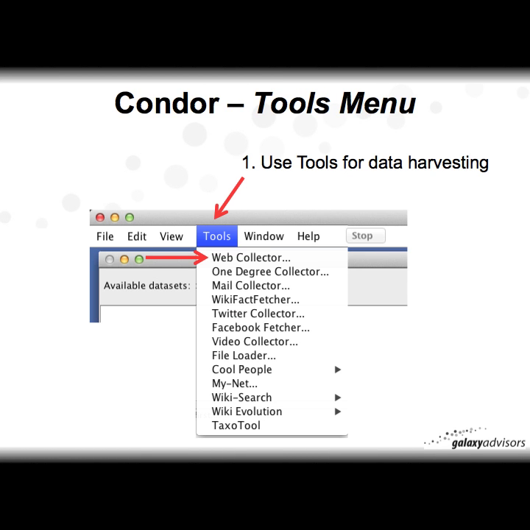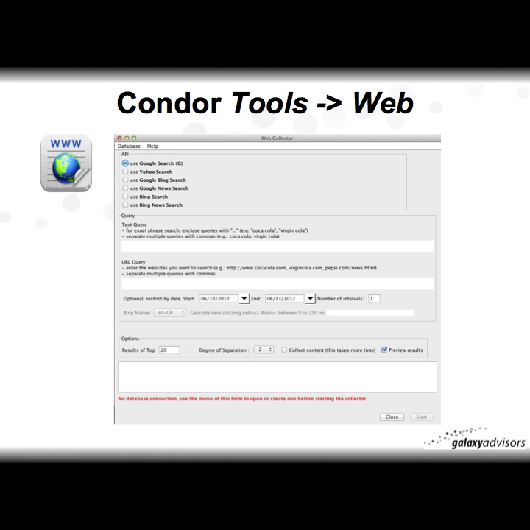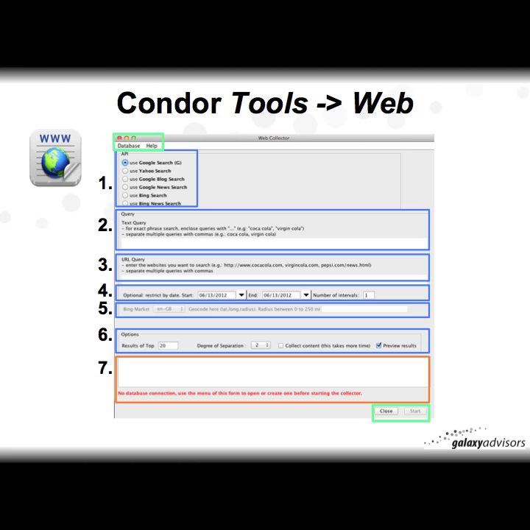So let's begin our example here for the web. Click on the tools as part of our first process step for data harvesting, and then select Web Collector. After you do that, a form will open, and the next part of the video is to explain the different sections of this form and how to fill it out.